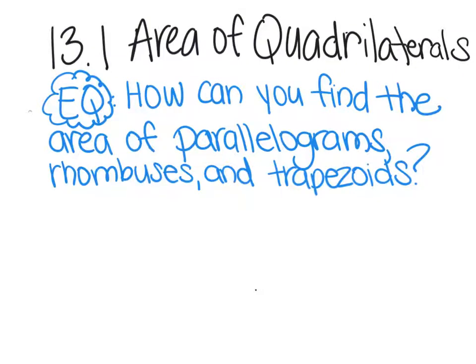This is chapter 13, lesson 1. Today we are discussing area of quadrilaterals. Our essential question for today is how do you find the area of parallelograms, rhombuses, and trapezoids? Let's get started.